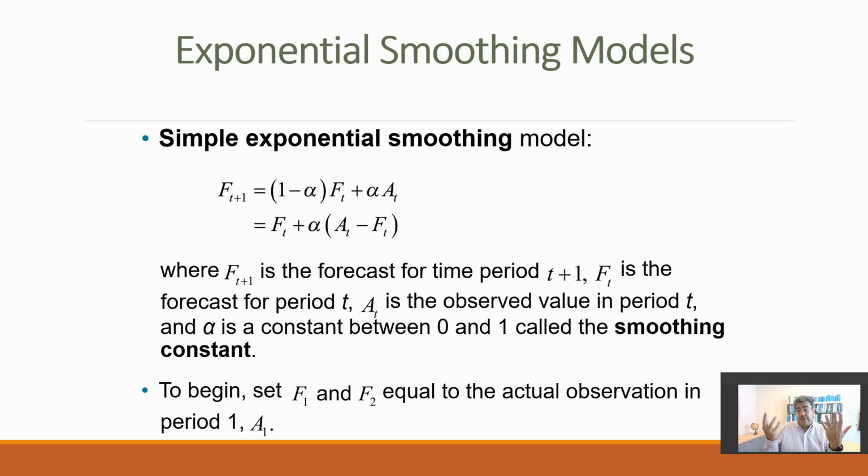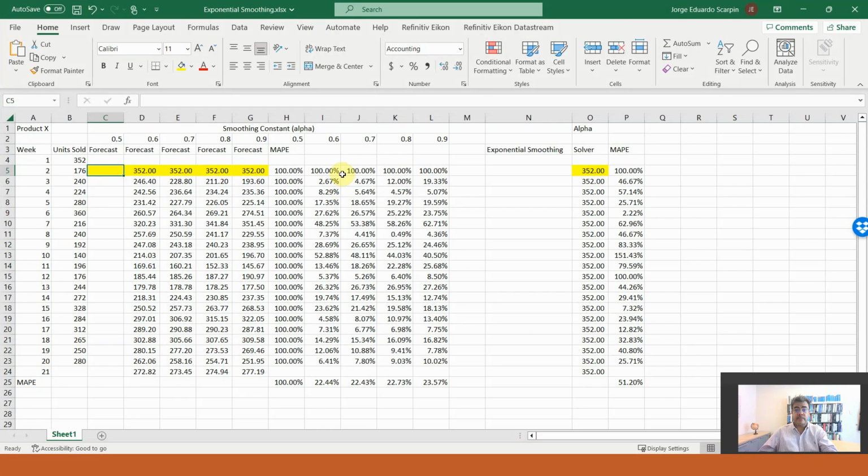To begin, we need to start it: set F1 and F2 equal to the actual observation in period 1, or A1. So if we go to our Excel file, remember all our Excel files are free, and the link to download them is in our video description. Let's consider here the smoothing constant alpha equal to 0.5. Then I did some simulations for 0.6, 0.7, 0.8, and 0.9, and then the MAPE, the mean absolute percentage error, and we will see which one is better.